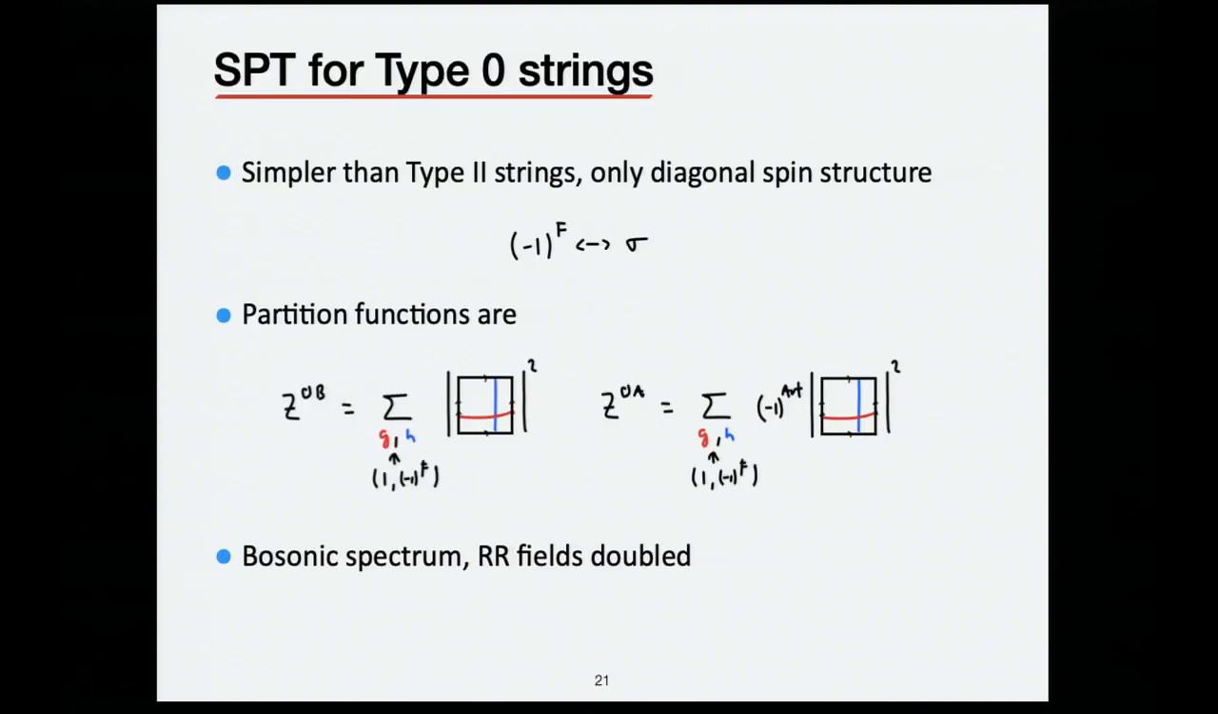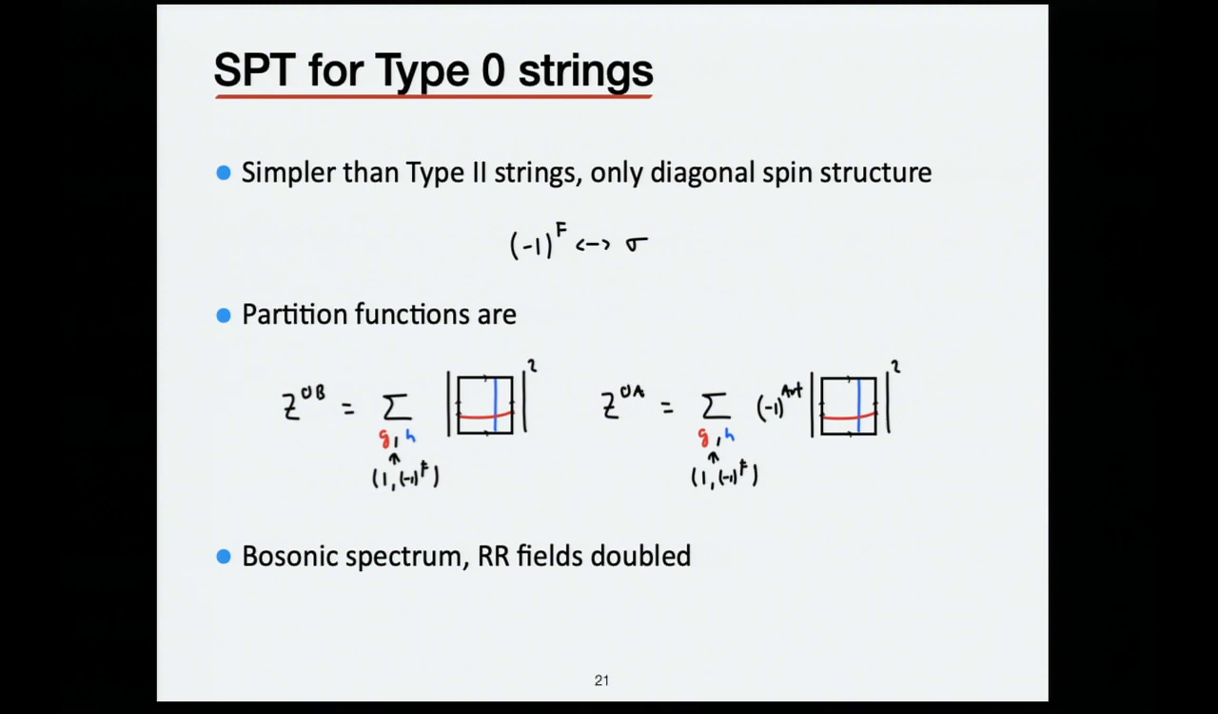We can discuss later. Okay, so we know that there are other combinations of these partition functions which also yield something modular invariant, but these are known as type 0 strings. And in a sense, these are simpler than the type 2 strings because we are only gauging one spin structure.